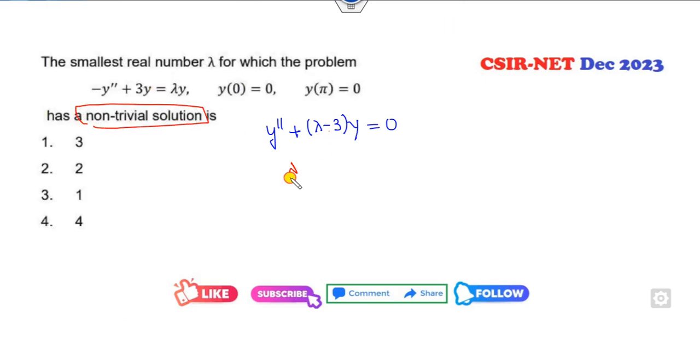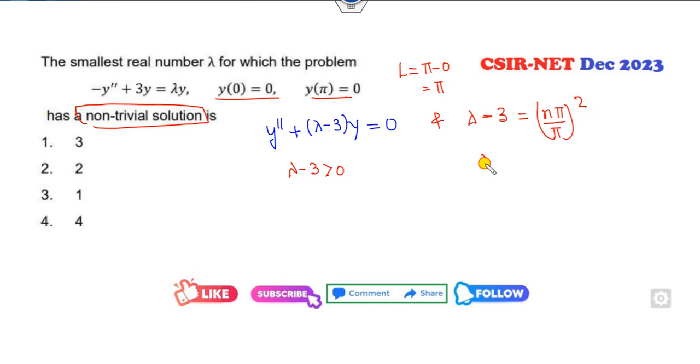The first case is this number should be greater than 0, fine. And the second case is, because this case is given to you, L is pi, so lambda minus 3 is n pi over L. So that means lambda minus 3 should be n square. So first of all, lambda should be greater than 3. So these options are cancelled, fine.